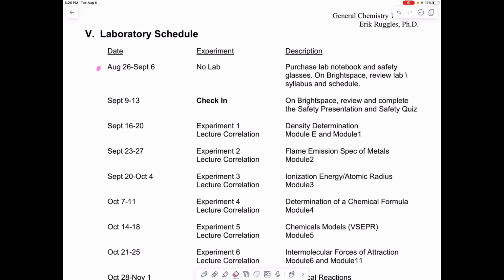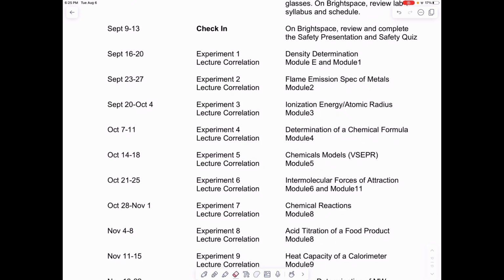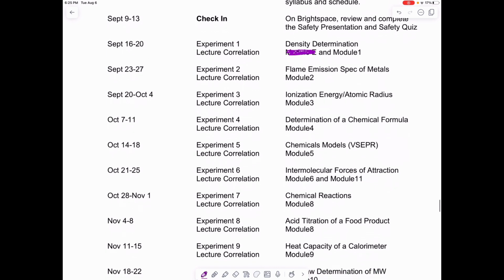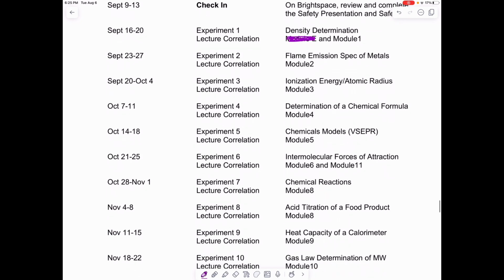And on that third week, we finally begin with a check-in. And then we have each one here, the experiment, what the experiment is going to be doing, as well as what it corresponds to in terms of the text, or in terms of the modules. So our density determination will be literally looking at module 1. Module E has been removed. So those are the experiments that you need to print out before each of those days in lab. And then again, the lecture module that information corresponds to.